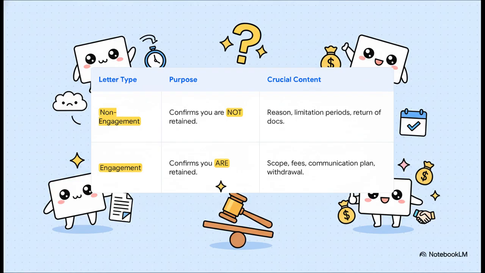But the non-engagement letter, this is where people get tripped up. It's just as vital. If you talk to someone, even for a few minutes, and you don't take their case, you must send this letter. And the exam will 100% test you on what goes in it. You have to clearly state, I am not your paralegal, you have to return their documents, and this is the absolute kicker, you have to warn them about any upcoming deadlines or limitation periods. That last part is a biggie.